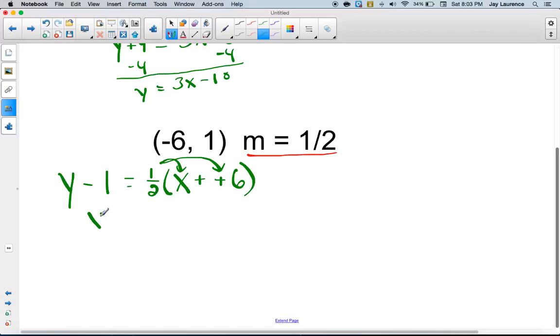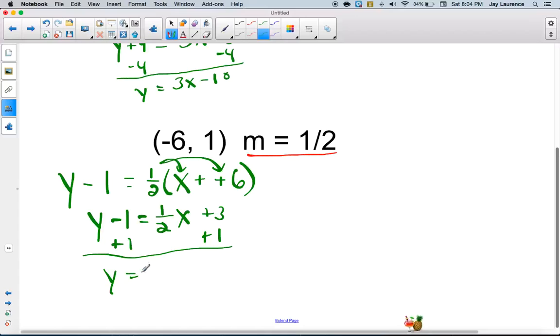and I'll get y minus 1 equals 1/2 x plus 3. And I will add 1 to both sides to get y alone, because when y is alone in a linear equation, I'm in slope-intercept form, right? So I'll get y equals 1/2 x plus 4, and I know that the y-intercept is 4.